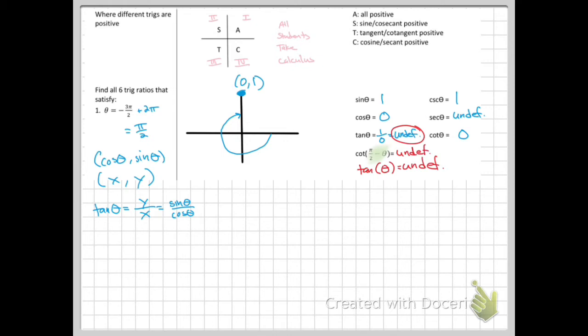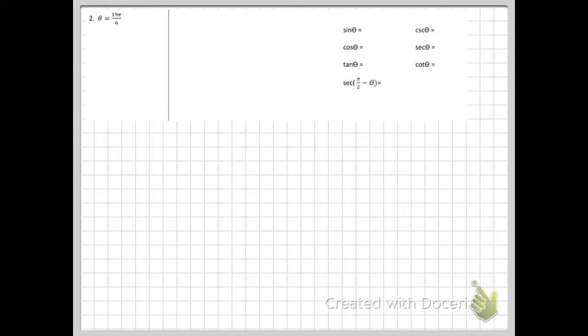Okay, let's try another one. See if you can figure out where 19 pi over 6 is on your unit circle. So this one might be a little harder. You might want to do coterminal, right? 19 is bigger than one trip around the circle. So if I subtract 2 pi, which is the same thing as subtracting 12 pi over 6, subtracting, not equaling.